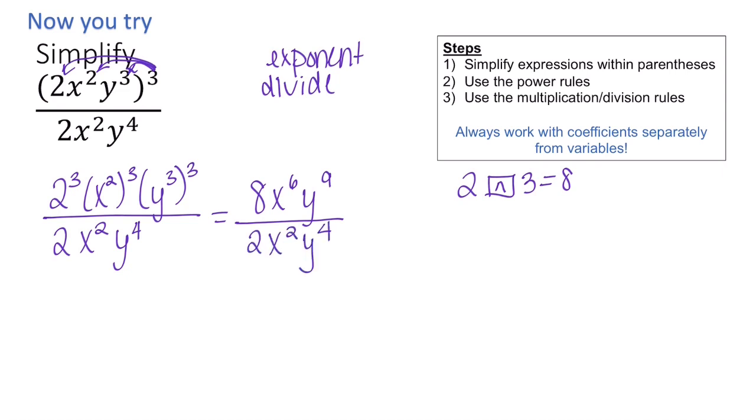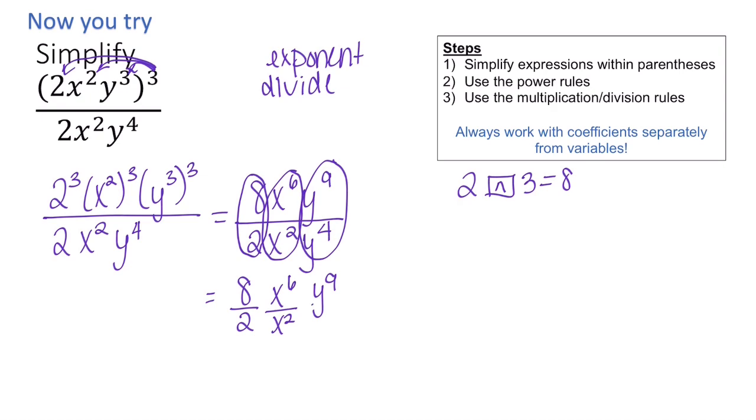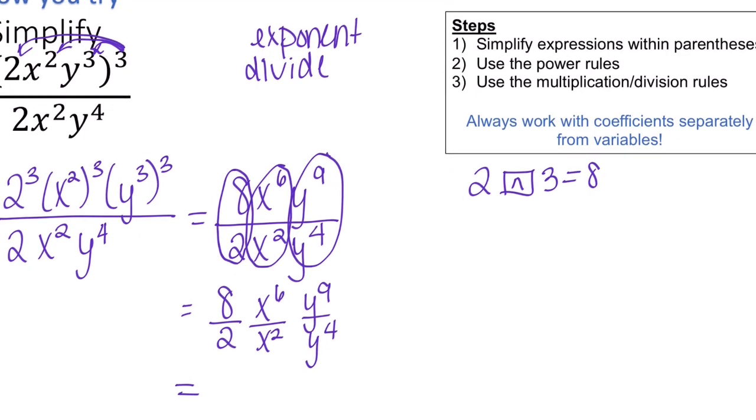And so now I need to divide. So when I divide, remember I separate everything out. So I have 8 over 2, that's my first part. And then I have x to the 6th over x squared. And then I have y to the 9th over y to the 4th. So 8 over 2, that's just going to be regular division. 8 divided by 2 is just 4.